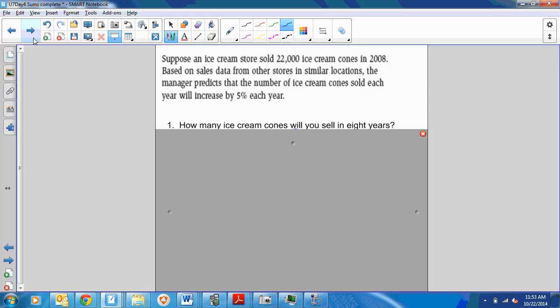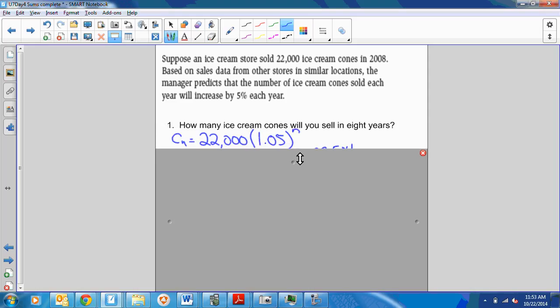Here's an example of where this might be found. You have an ice cream store that sold 22,000 ice cream cones in 2008. The manager predicts the number of ice cream cones sold each year will increase by 5%. So this is a geometric sequence. And why I bring this one up is how we ask the questions. Number 1 says, how many ice cream cones will you sell in 8 years? So that's asking 8 years from now, how many cones are going to sell that year.